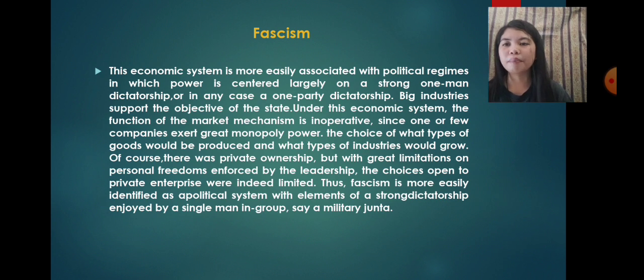Under this economic system, the function of the market mechanism is inoperative since one or a few companies exert great monopoly power. So, the choice of what types of goods would be produced and what types of industries would grow. Of course, there was private ownership, but with great limitations on personal freedoms enforced by the leadership, the choices open to private enterprises were indeed limited. Thus, fascism is more easily identified as a political system with elements of a strong dictatorship enjoyed by a single man or group, say a military junta.